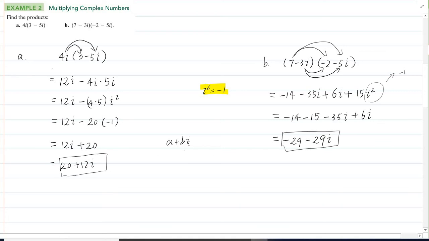The only thing you really have to be careful about is when you have i squared. Often my students just write a plus 15. So make sure you do this sign correctly.